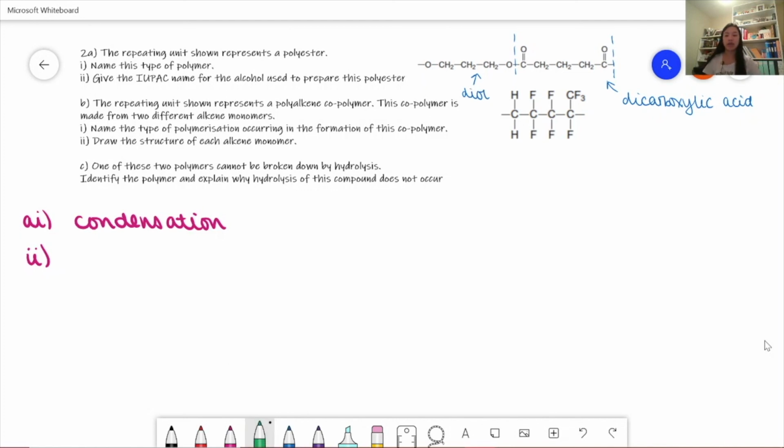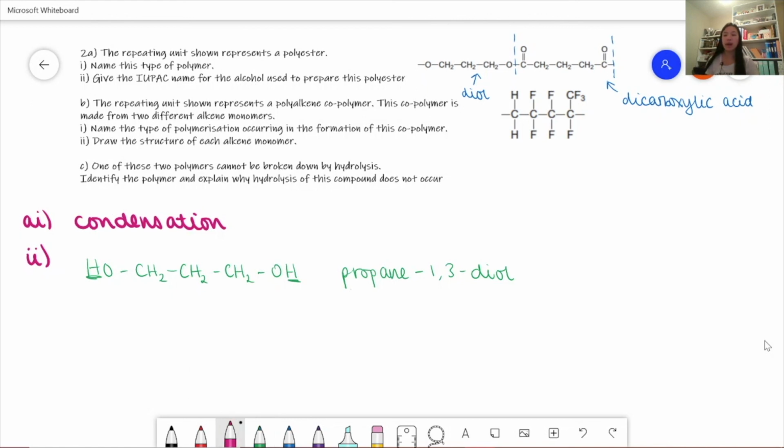And so if I draw this out, it is HO, CH2, CH2, CH2, and then OH, because after we split up this C double bond O O bond to get the dicarboxylic acid section and the diol section, we have to add the bits of water back on, and so we add these hydrogens back on. So this is the diol that we get. So this diol would be propane-1,3-diol, because the two OH groups are on the first and the third carbons.